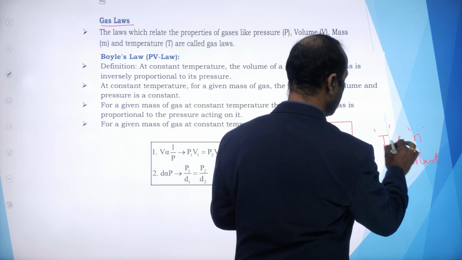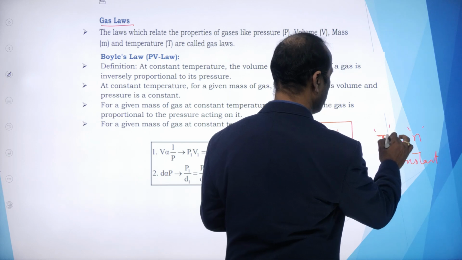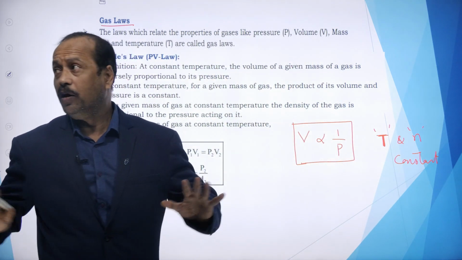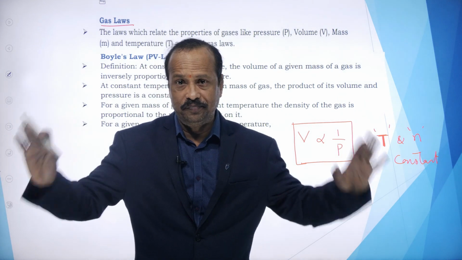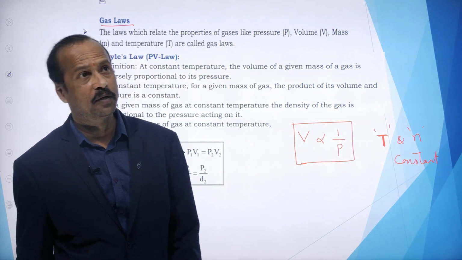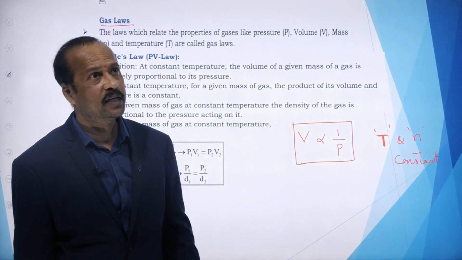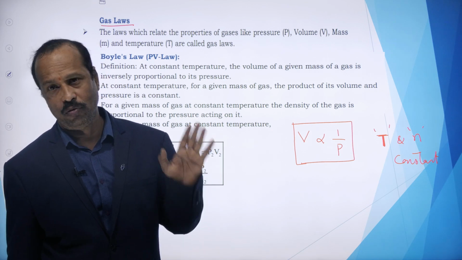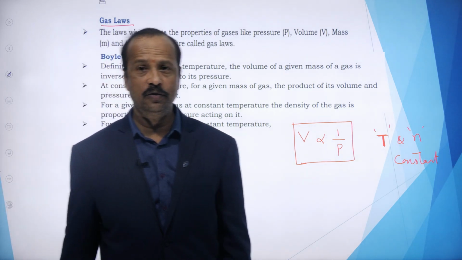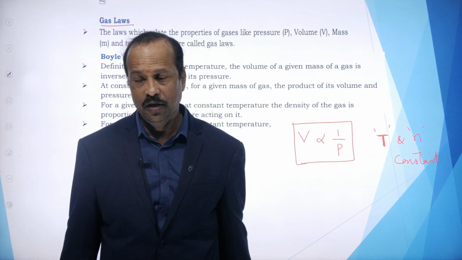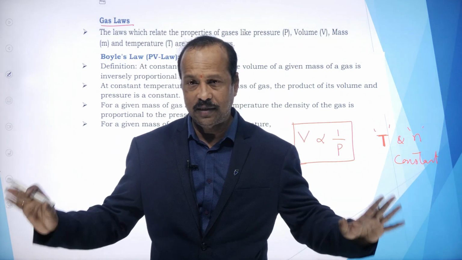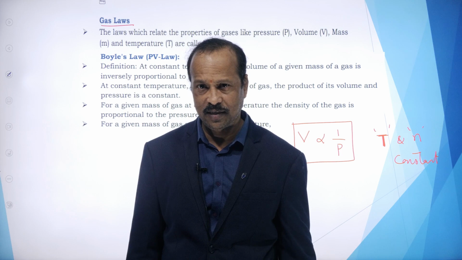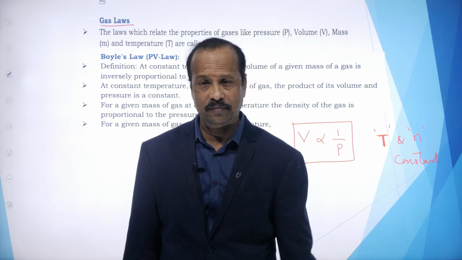Okay, so what is the meaning? What does constant mean? For example, this is a room. In this room I am not changing the temperature. For example, my AC is running here and I kept it at 24. So here 24 degrees Celsius I adjusted. So this room has a temperature of 24 degrees Celsius. So the temperature is constant.